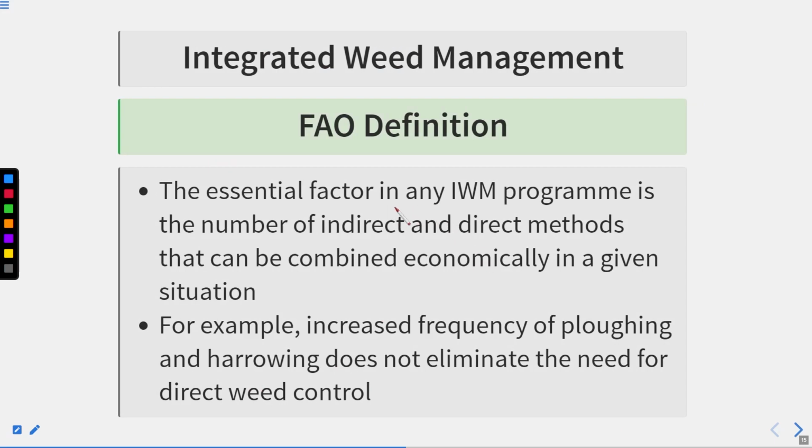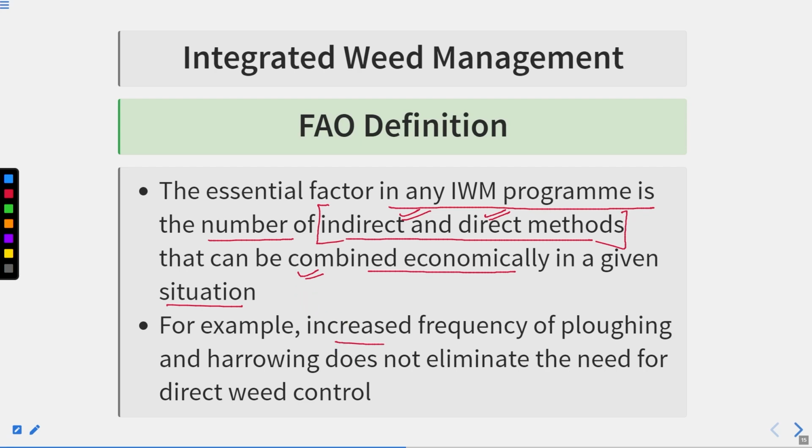The essential factor in any IWM program is the number of indirect and direct methods that can be combined economically in a given situation. So both the direct method and indirect method, right? There are so many indirect methods to control the weed: proper land management, proper management of the water, proper timing of sowing the seed. These are the indirect methods to control the weed, but there are some direct methods like using herbicides or the mechanical method. So if we are combining these, then economically in a given situation we are following this IWM program.